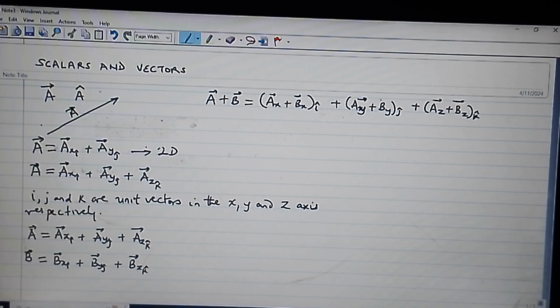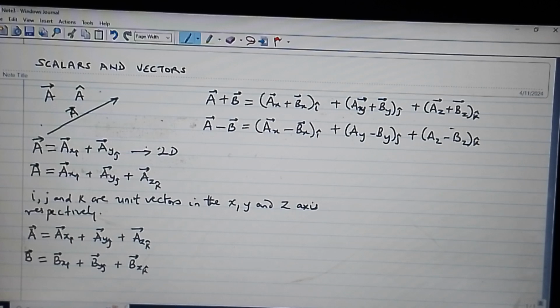If you want to subtract, then you have A minus B will be equal to, you subtract alongside the directions also. So A_x minus B_x i plus A_y minus B_y j plus A_z minus B_z k. Okay. Isn't it that simple? It's very simple.